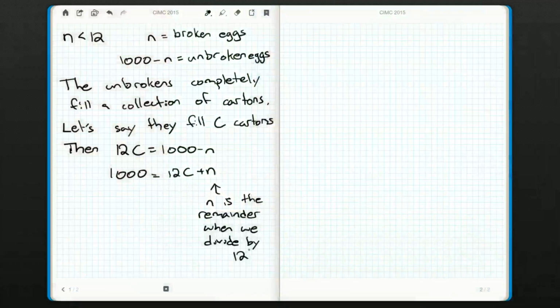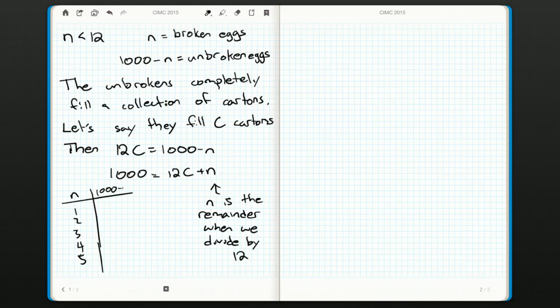Now suppose we didn't know how to do this. We didn't know that when we look at this equation, 12C plus N, that's the formula for division, and N less than 12 gives the remainder. Suppose we didn't know that. We know N is less than 12, so we could, as a separate way to do it, just make a little chart of all the possible values of N, make a chart with 1,000 minus N, and then figure out which of them is divisible by 12.